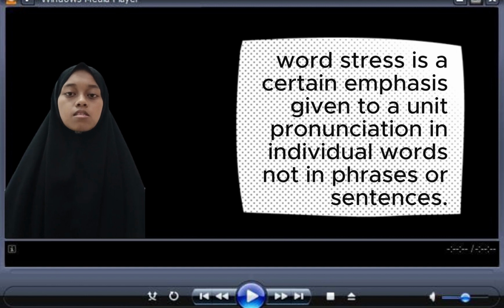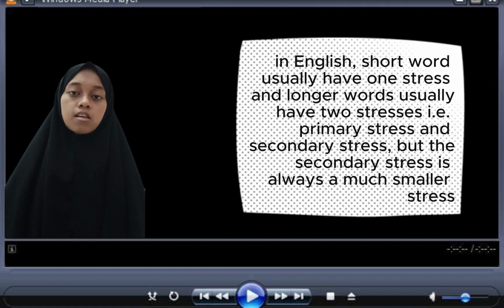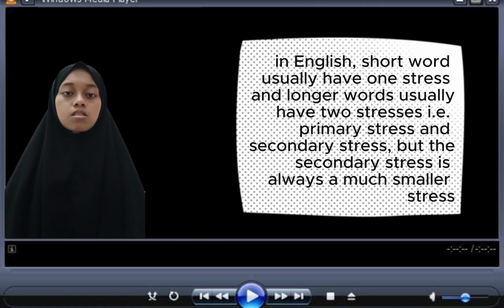Next, word stress. Word stress is a certain emphasis given to a unit of pronunciation in individual words, not in phrases or sentences. In English, short words usually have one stress and longer words usually have two stresses, with primary stress and secondary stress. But the secondary stress is always a much smaller stress.